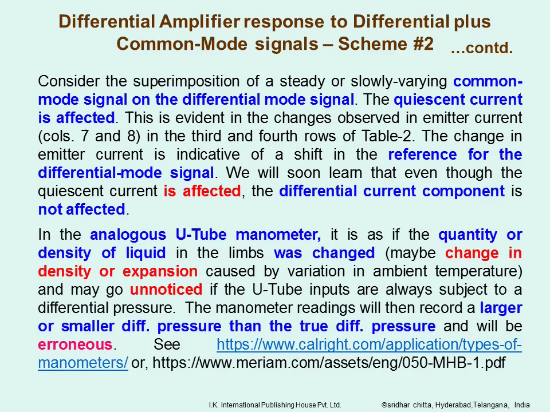In the analogous U-tube manometer, it is as if the quantity or density of liquid in the limbs was changed due to maybe a change in density or expansion caused by variation in ambient temperature, and may go unnoticed if the U-tube inputs are always subject to a differential pressure. The manometer readings will then record a larger or smaller differential pressure than the true differential pressure and will be erroneous. In the web pages calrite.com or merian.com, U-tube manometers and how erroneous readings are caused in them are discussed.